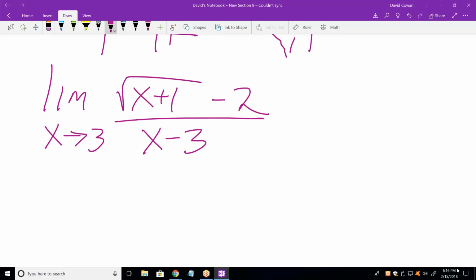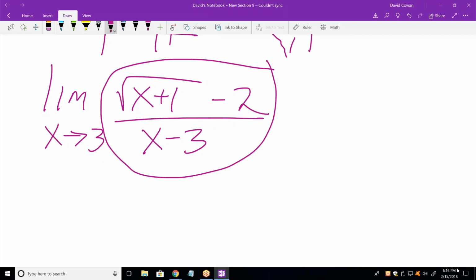All right. If you plug in 3 for x, that's what you get. You get 0 in the numerator, 0 in the denominator. And 0 over 0, you don't know what that limit is. That's indeterminate. So you have to manipulate this thing. And when you see radical signs, the way to manipulate it is to multiply top and bottom by the conjugate.